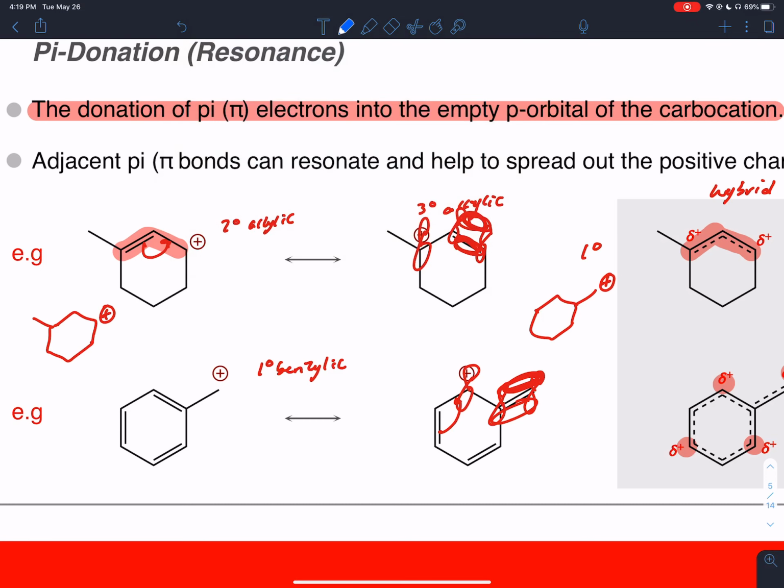There's also sigma donation in this structure. Here's our carbocation. Here's the adjacent carbons. It's the adjacent carbon-hydrogen bonds and the carbon-carbon bonds that potentially could sigma donate into that empty orbital. So not only is there the sigma donation here, there's also the pi electron donation. And then you have this additional stability afforded to the carbocation.